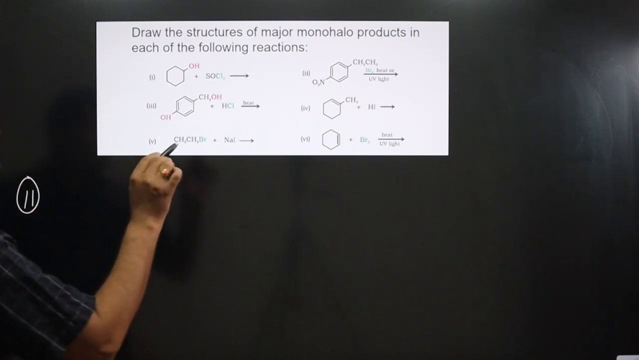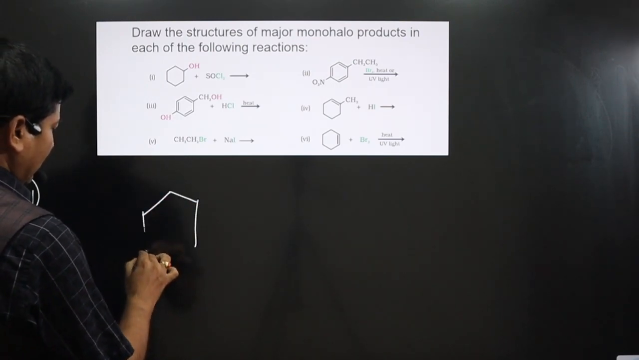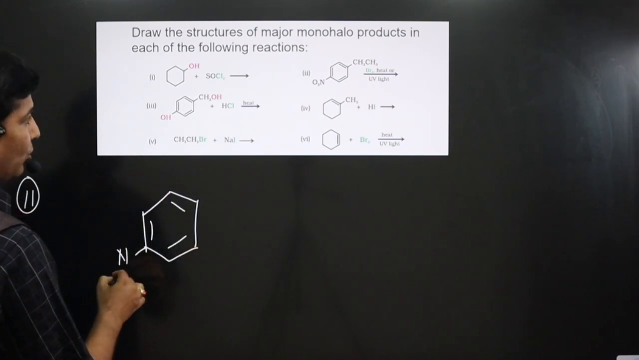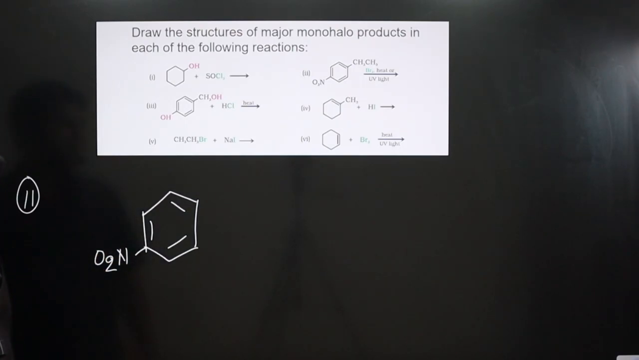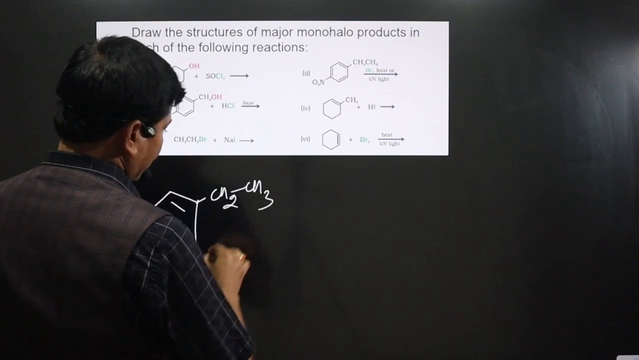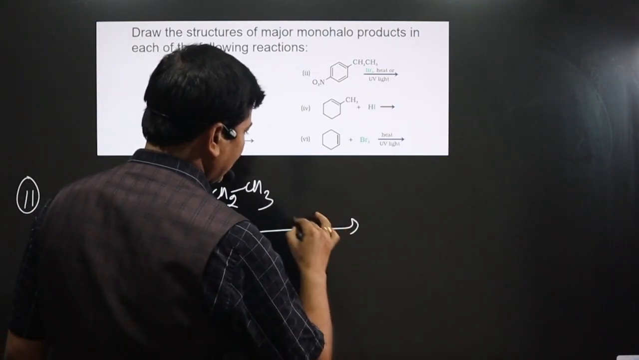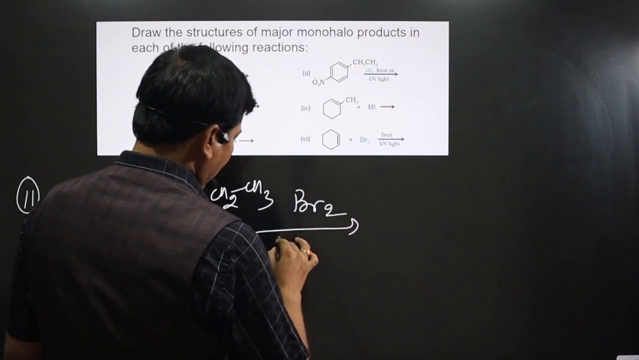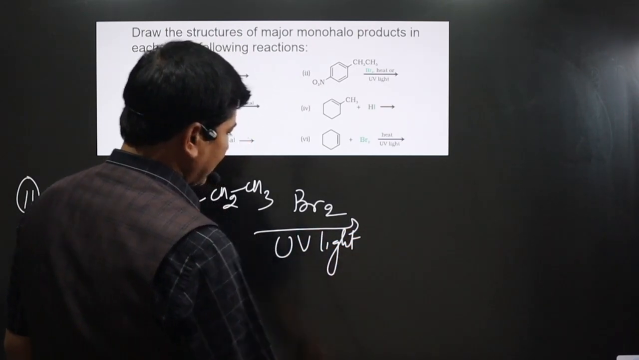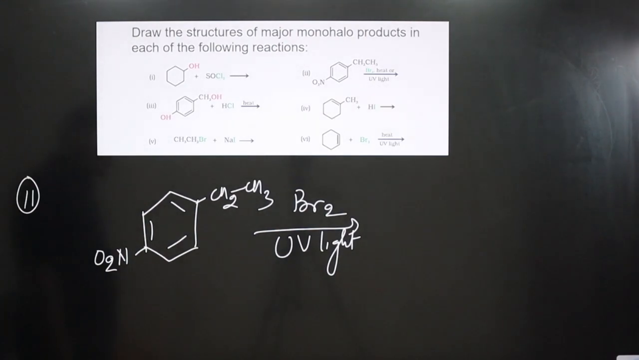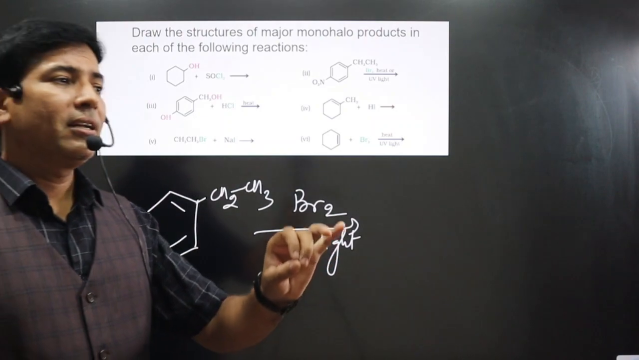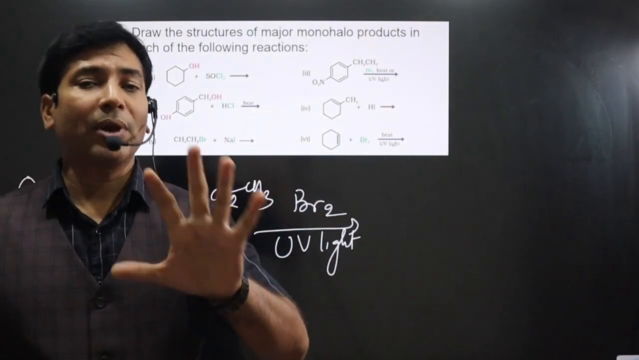In the second reaction, you can see it is quite an interesting reaction. We have a benzene ring with NO2, and we have CH2 and CH3. Pay attention carefully. It says Br2 is there, but the reaction is taking place in the presence of UV light, meaning sunlight, and a reaction taking place in the presence of sunlight is always completed via a free radical mechanism.